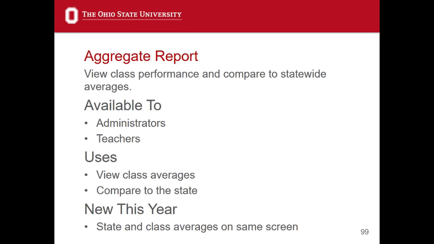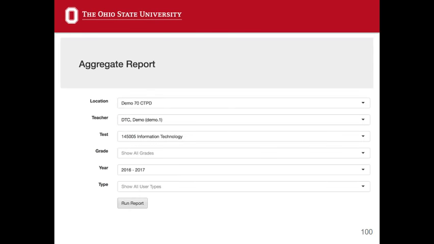Okay, now we're going to move on to the aggregate report. Again, this gives you a chance to view your overall class performance as well as compare those results statewide. So let's take a peek. There's not too many changes for this report this year. Again, the report is awfully similar. There is a type at the bottom.